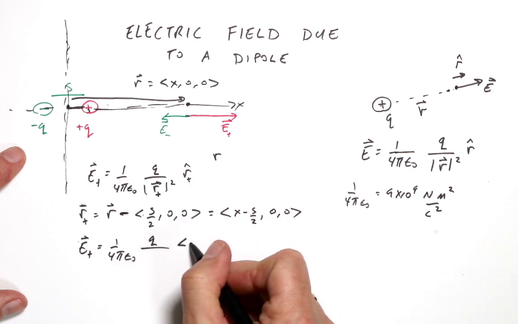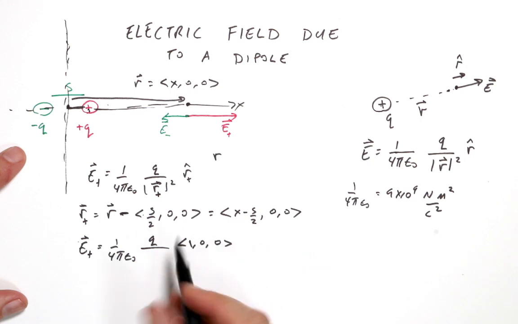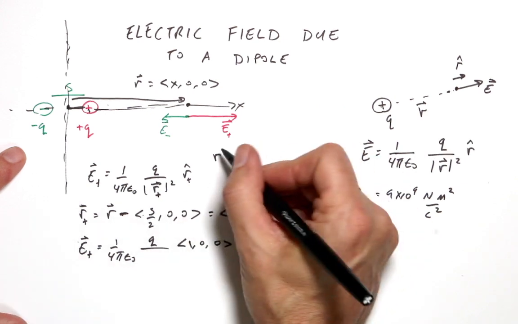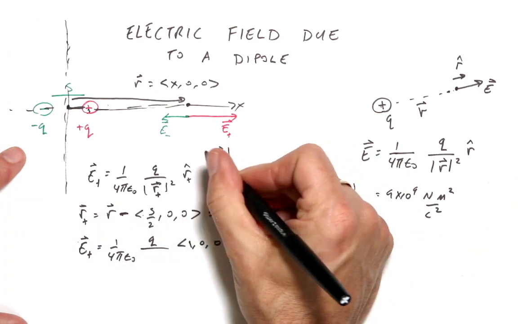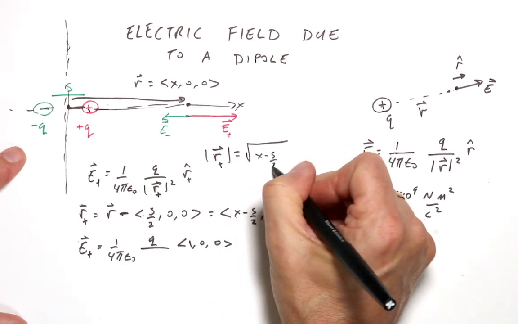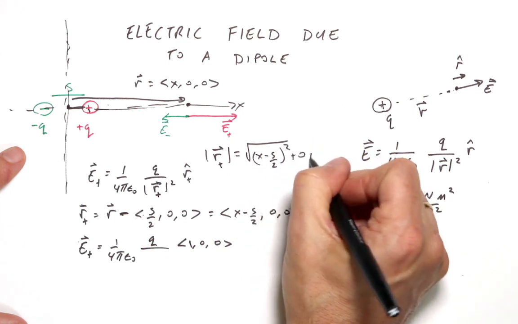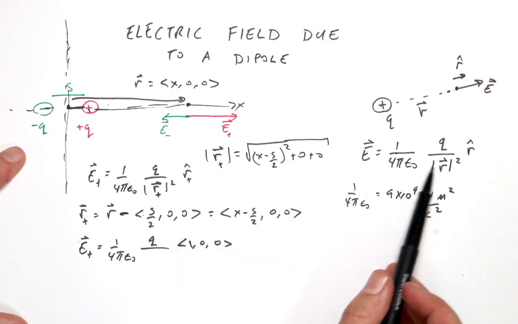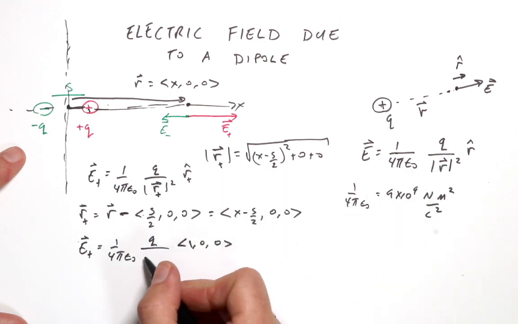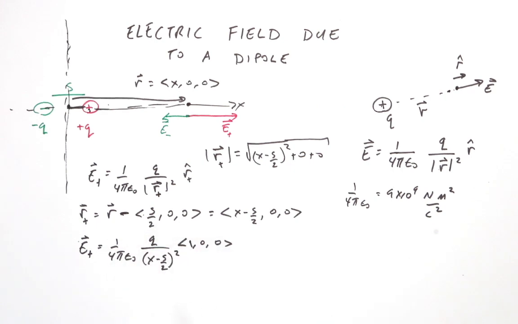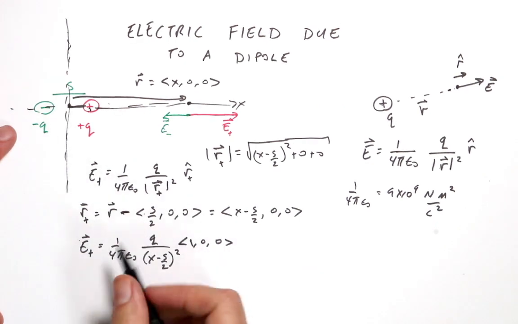So let's write that as 1, 0, 0. Now, for the magnitude, it's going to be equal to the magnitude of r plus squared. I'll write it up here. R plus squared magnitude is going to be equal to the square root of this squared, x minus s over 2 squared, plus 0 plus 0. And then if I square that to put into this formula right here, I get just this piece right here. So I get x minus s over 2 squared. And that is the electric field due to the x component to the positive charge. Now we need to do the same thing for the minus charge.